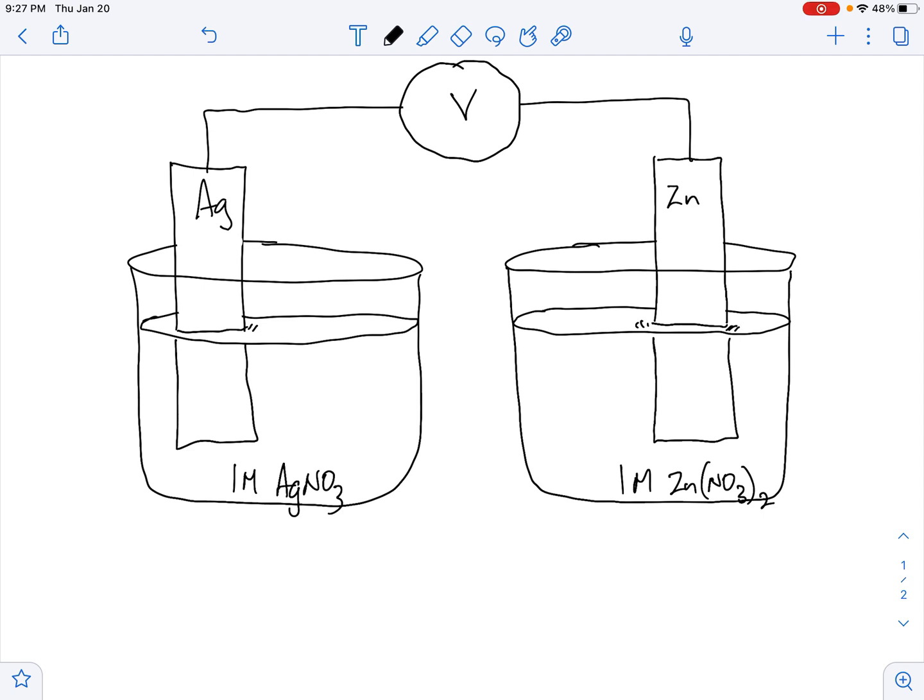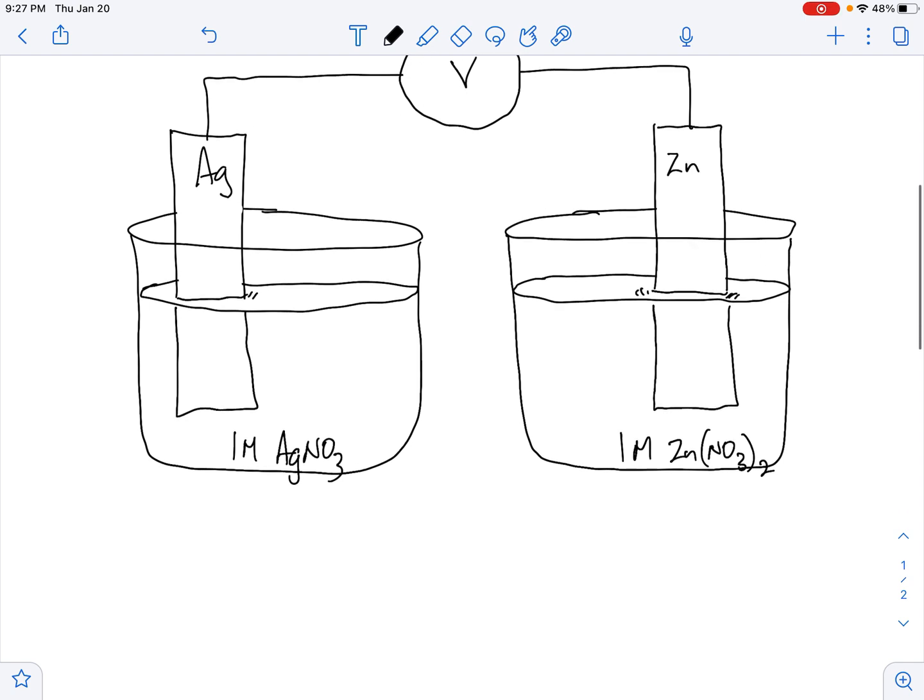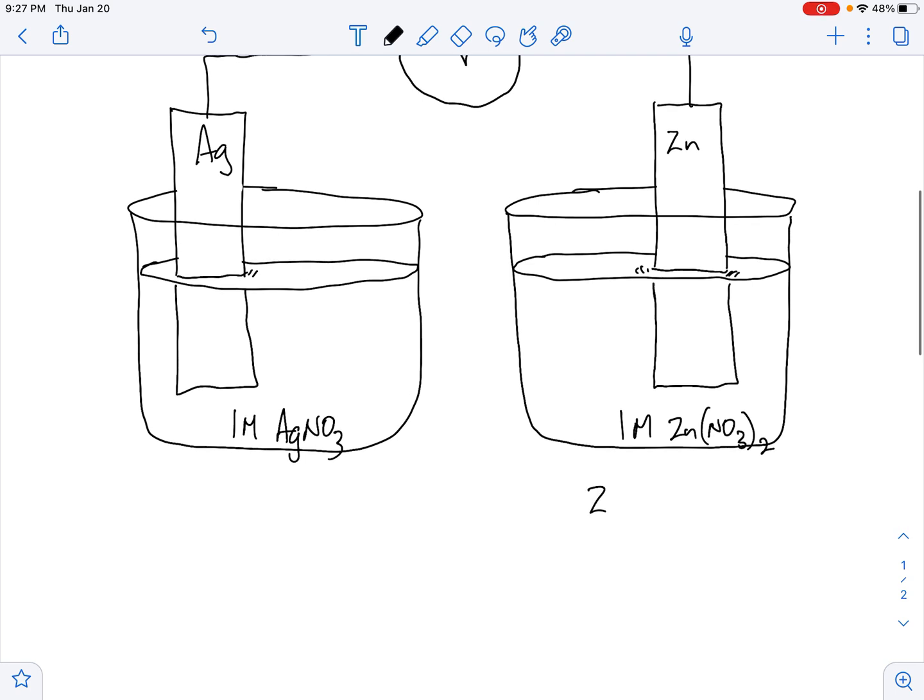Well, over here in this beaker, we've already determined what the spontaneous direction is. We've already determined that the zinc is going to oxidize into zinc plus 2, because that's the spontaneous thing to do, while over here in this beaker, silver ions are going to reduce into solid silver.